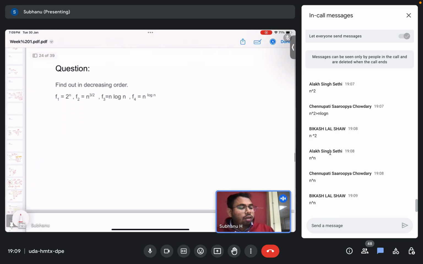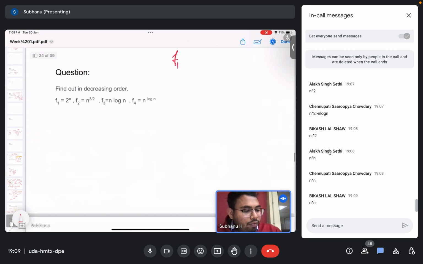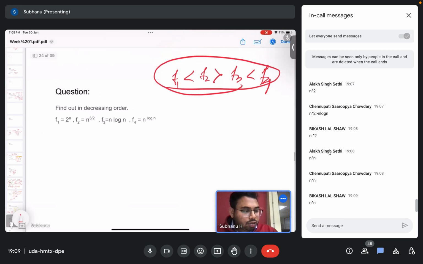Okay, so now you have some functions. You have 4 functions. You will encounter this type of question, and also in the exam you will be getting this type of question. This type of question is very important: which one is bigger, and you have to give the answer like f1 greater than f2 less than f3. You have to work out which one is greater than which one.